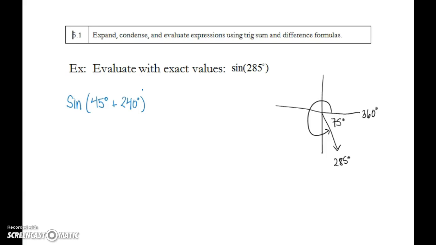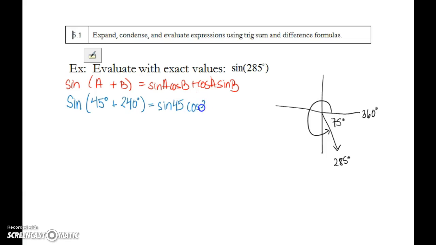Now notice this is really in the form of sine of A plus B. And if we look at our formula sheet, sine of A plus B expands to sine A cosine B plus cosine A sine B. And replacing A with 45 degrees and B with 240 degrees, we get this to be sine of 45 cosine of 240 plus cosine of 45 sine of 240.